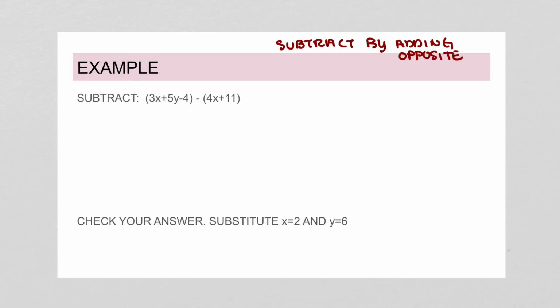So let's say I start off with 3x plus 5y minus 4, and I want to add the opposite of this expression right here. Okay, so I'm going to add, well, what is the opposite of 4x? Negative 4x. And I want to add the opposite of positive 11. So I'm going to add a negative 11.